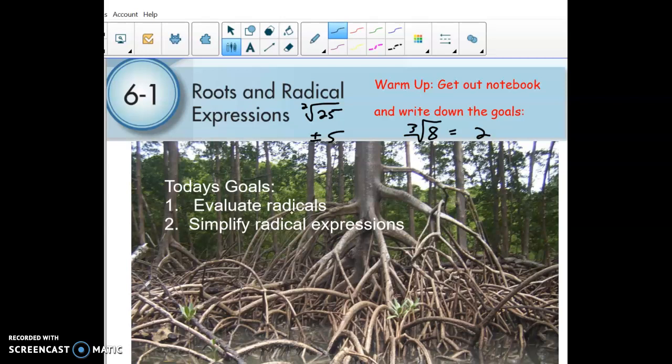So there'll be two parts today. We're going to evaluate these radicals, these check marks, which you already know how to do with square roots, but we're going to extend it to third and fourth roots. And then we're going to start to simplify. This is actually going to be in 6.2, which is about simplifying, but we're going to start it today in 6.1. This is probably the hardest part of this chapter, one of the harder things we learn all year, but we'll start with the basics of it today in this video.